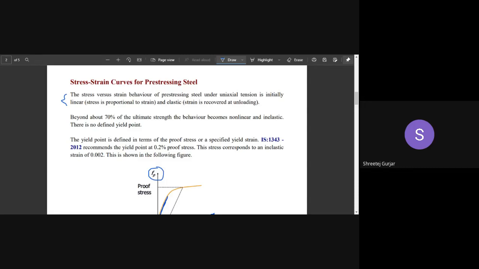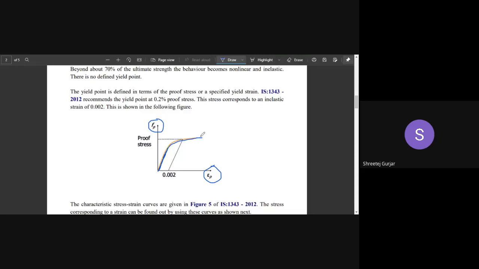what happens? The behavior becomes non-linear and inelastic. You can see beyond 70%, the behavior starts to become non-linear. It becomes curved and inelastic, meaning the strain is not recovered after unloading. You can see it becoming non-linear after 70% of the ultimate strength is crossed. And you can see there is no definite yield point in this curve.